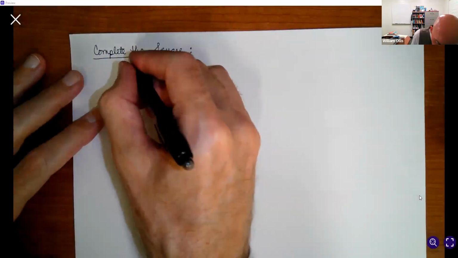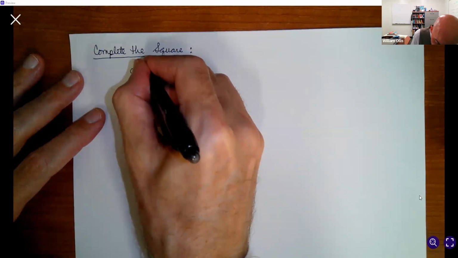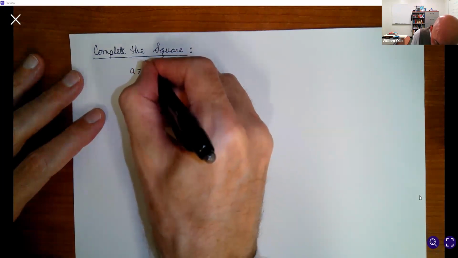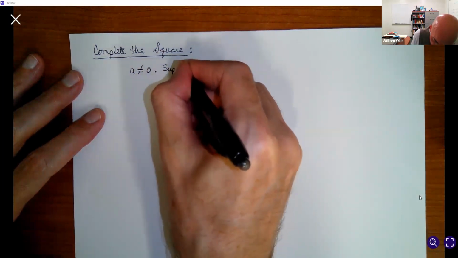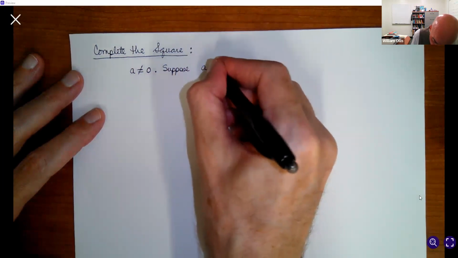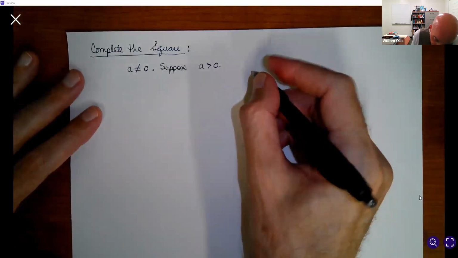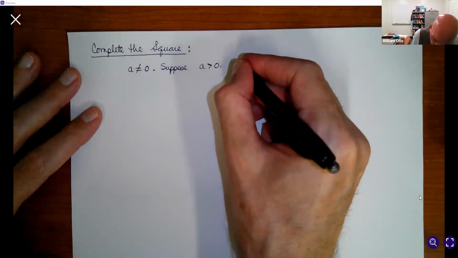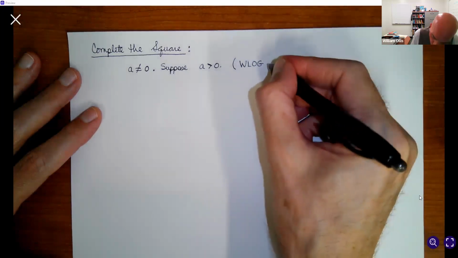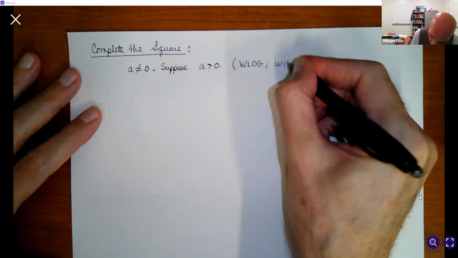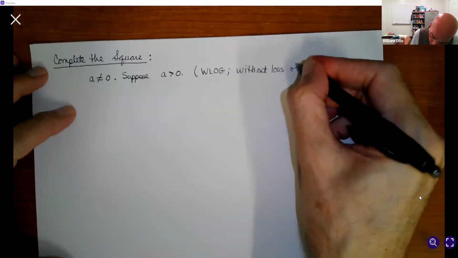So now what we're going to do is, again, to have a quadratic, the a must be non-zero. Clearly, we have to have a squared term. So what we're going to do is suppose, because we can always do this, suppose that the a is positive. That's going to help us when we consider square roots. And sometimes we say WLOG, and that means without loss of generality.